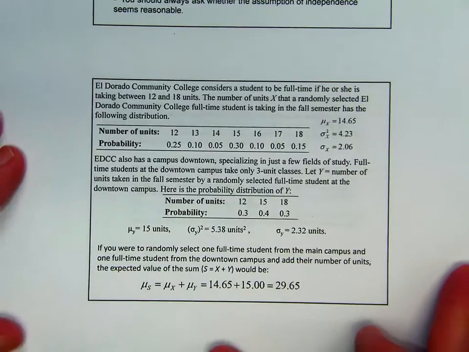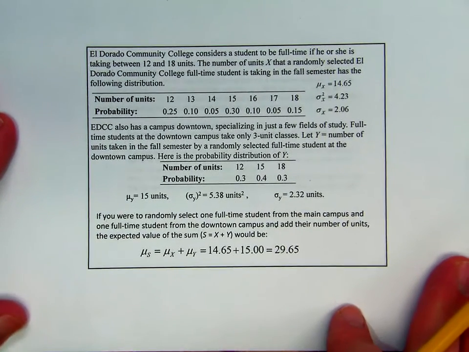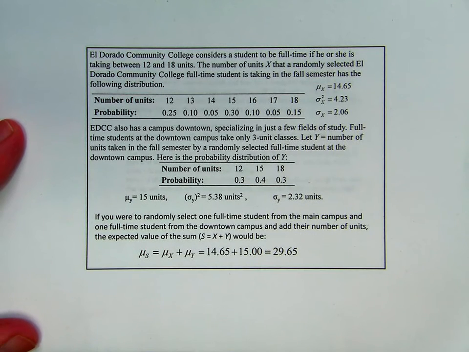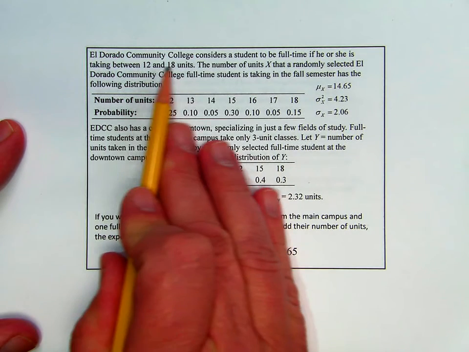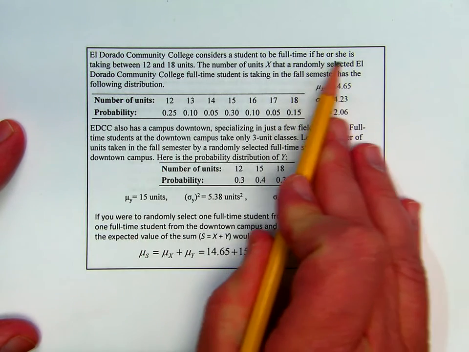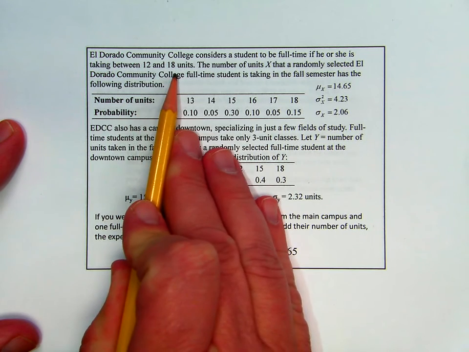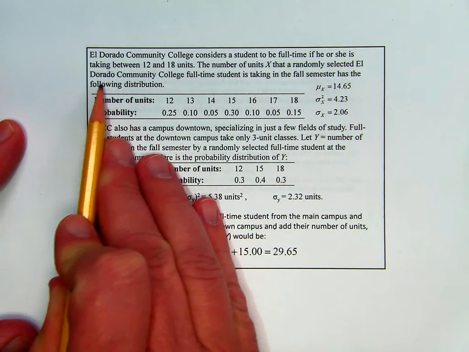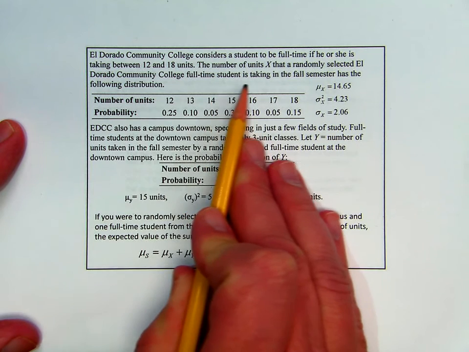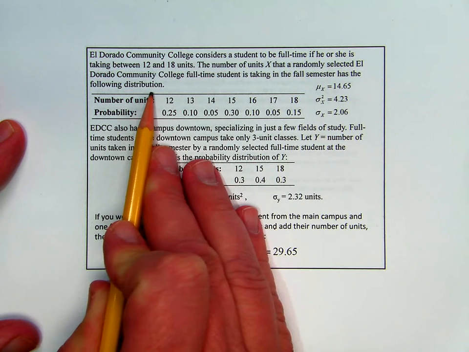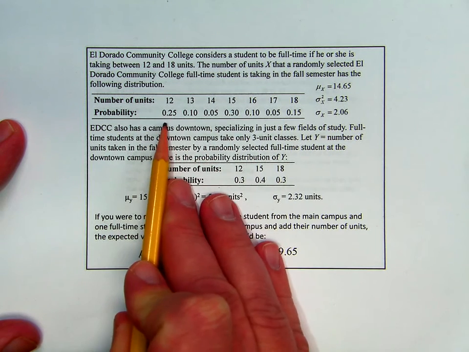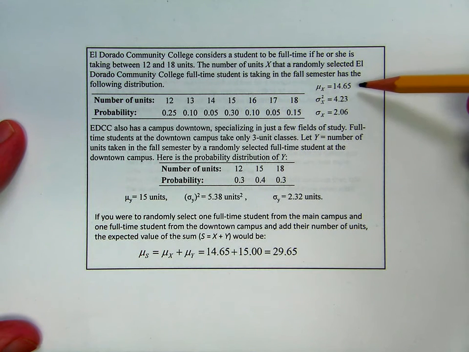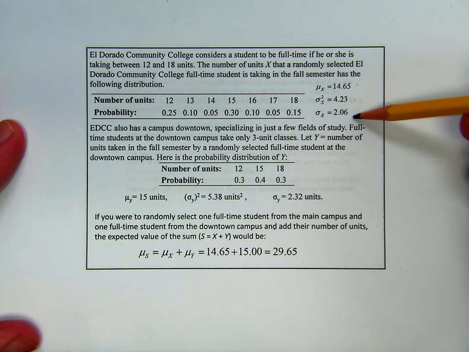Okay. We are revisiting our friends at EDCC, El Dorado Community College. El Dorado Community College considers a student to be full-time if he or she is taking between 12 and 18 units. The number of units X that a randomly selected El Dorado Community College full-time student is taking in the fall semester is the following distribution. We saw this in yesterday's lesson, and we have our summary statistics: the mean, the variance, and the standard deviation.